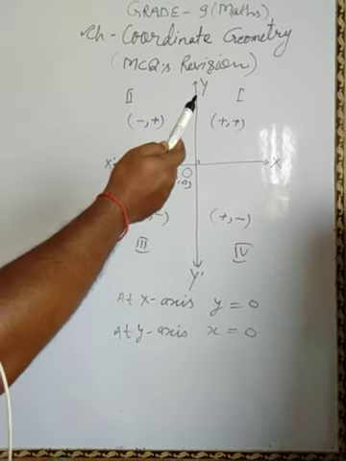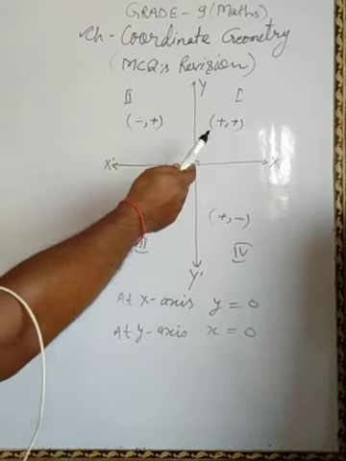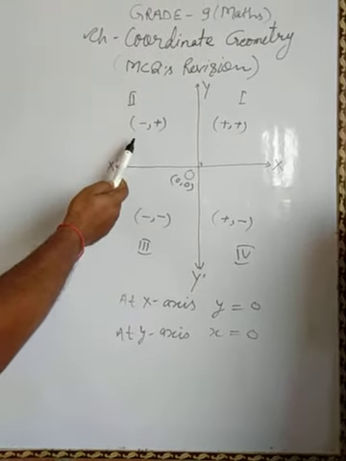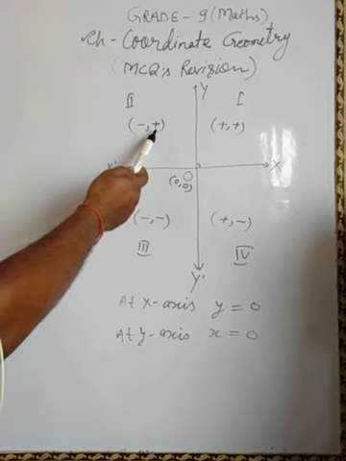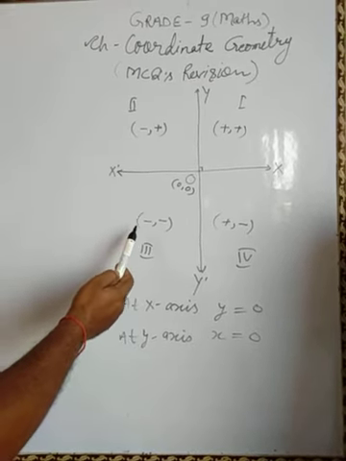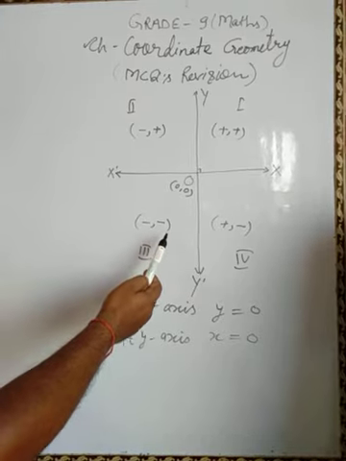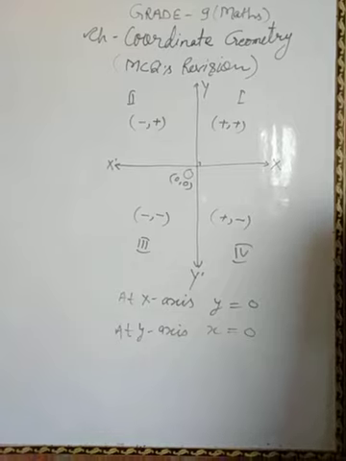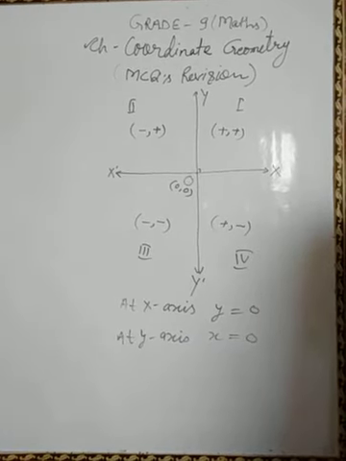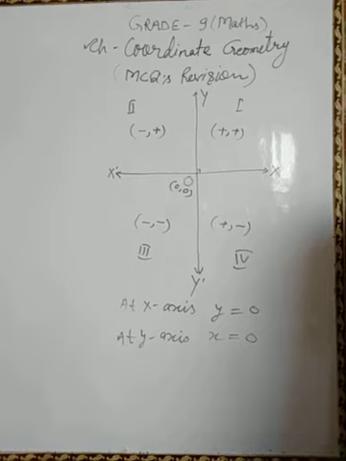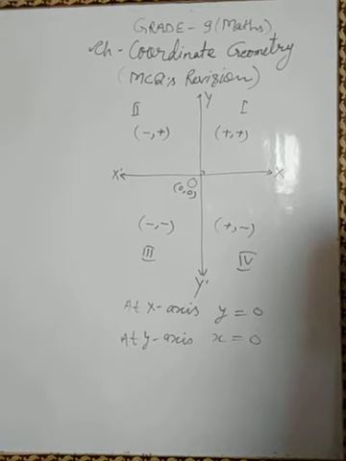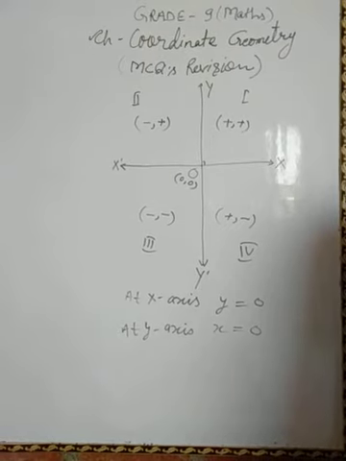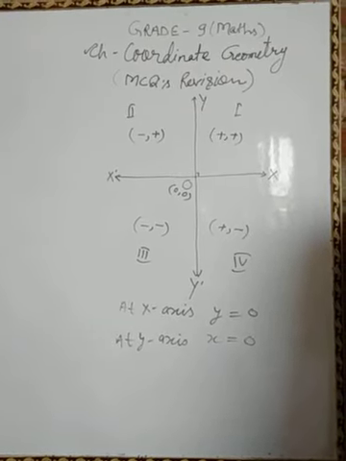Correct? In first quadrant, both the abscissa as well as ordinate will be positive. In second quadrant, abscissa negative, ordinate positive. In third quadrant, abscissa as well as ordinate both are negative, and in the fourth quadrant, abscissa positive and ordinate negative. These are the points to remember to solve any question. Either you are going to plot a point or you are going to write the location or the coordinate of the point, right?